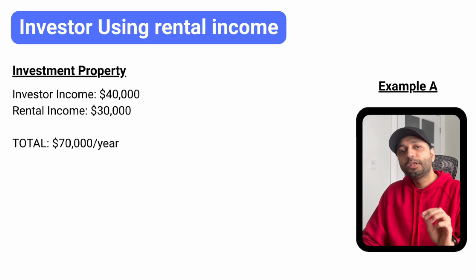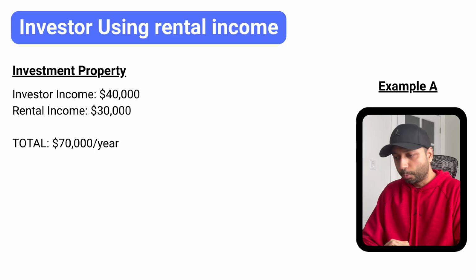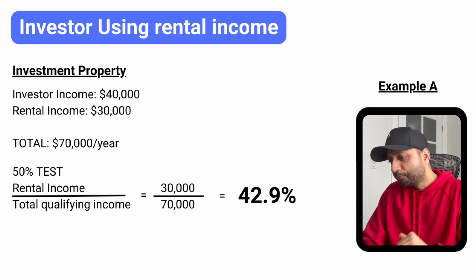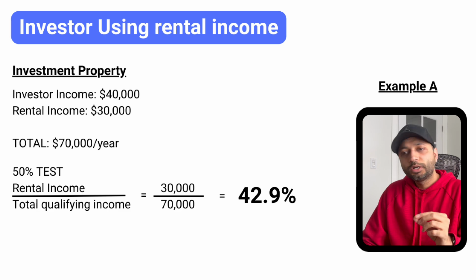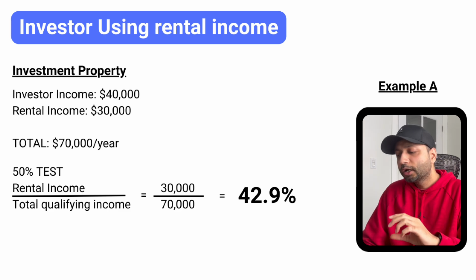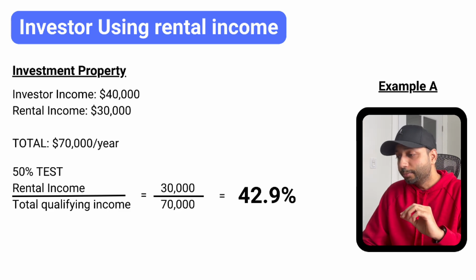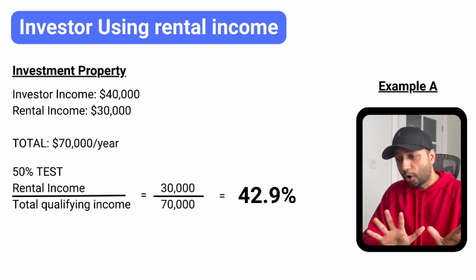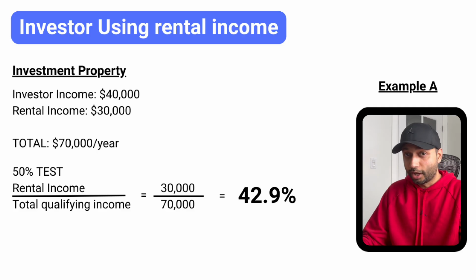Now, based on the 50% test rule, here's how the formula applies: rental income divided by total qualified income. So in this case, 30,000 divided by 70,000 comes to 42.9%. Again, that is less than 50%. So the bank will treat it as a normal traditional mortgage in this scenario, and the loan may not be classified as income producing on the 50% test alone.